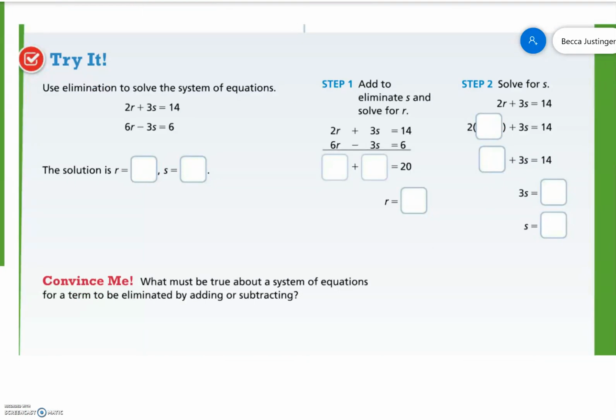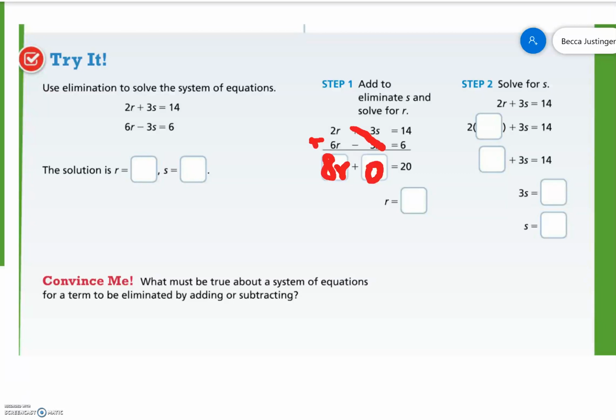Use elimination to solve the system of equations. Well, if we look, they are right up and down from each other. The r's on top of the r's, s's on top of the s's, constants on top of the constants. Now we want to look to make sure one of the variables will cancel out. The only way it'll cancel out is if we've got opposites, and we can see that with the s's. There's a positive 3s and a negative 3s. So we add 6 plus 2 is 8r. Positive 3 and negative 3 give us 0. And 14 plus 6 equals 20.